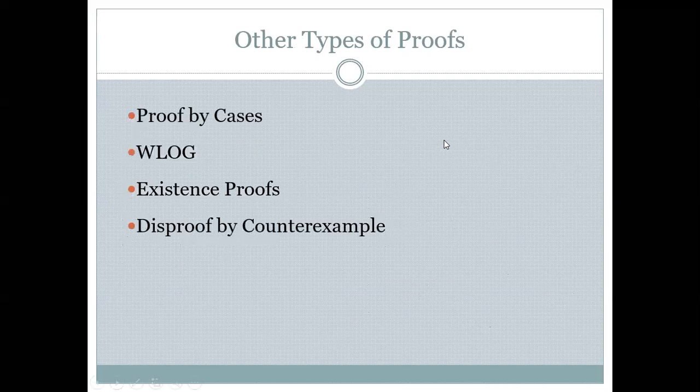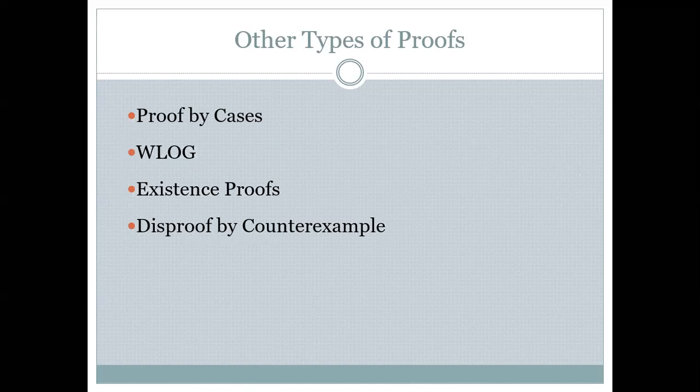There are other types of proofs. I told you there's proof by cases. What is WLOG? What does that mean? Without loss of generality. There's existence proofs, proving that something exists. That's exciting. And then disproving something by counterexample.